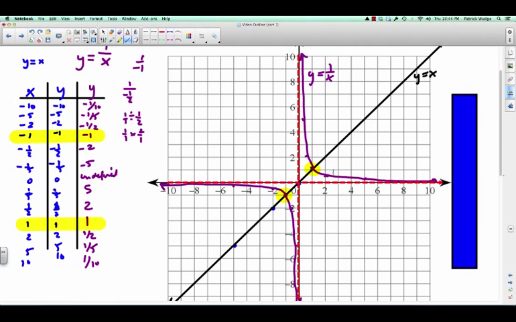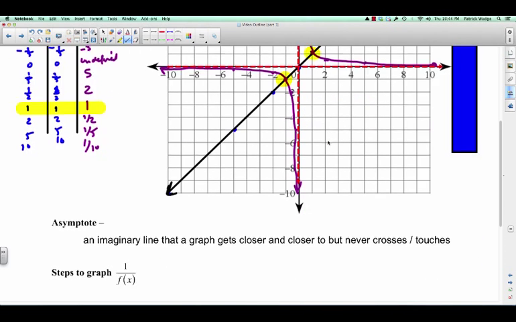So these red lines are asymptotes. This is called a horizontal asymptote. This is called a vertical asymptote. Those are just imaginary lines. They're not actually part of the graph, but it's important to recognize that the curves are getting closer and closer to these asymptotes, but never touching them. Okay, that's all the basics you need to know.